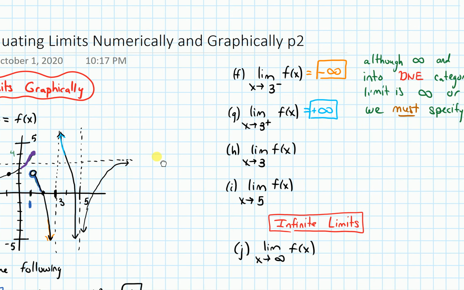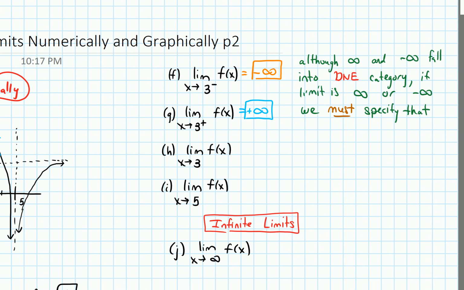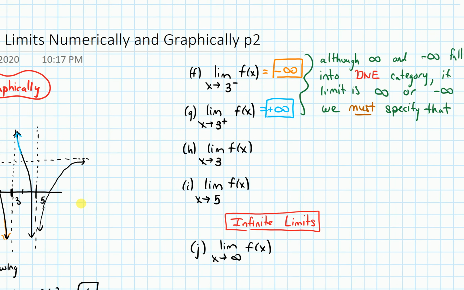Okay, so this comment about what if we have infinity or negative infinity falling into the D and E category, we need to specify that. That applies for both of these. Both of these technically are D and E, but because we can be more specific, we need to be more specific. Okay, so finally let's do H now.